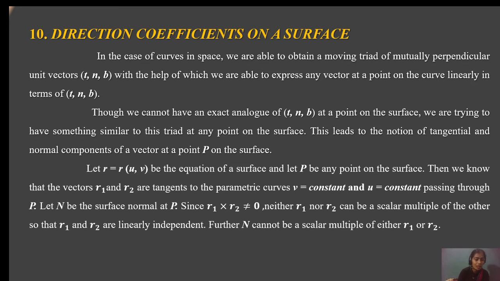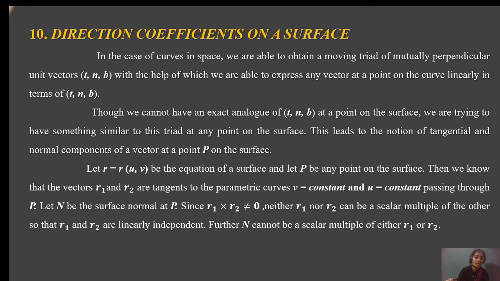We now look for the analogue of t, n and b at a point P on a surface. Let r equals r(u, v) be the equation of a surface and P any point on it. We get r1 and r2 as tangents to the parametric curves v equals constant and u equals constant through P, and N the normal perpendicular to the surface. Then r1 cross r2 is not equal to 0. Neither r1 nor r2 can be a scalar multiple of the other, so r1 and r2 are linearly independent.